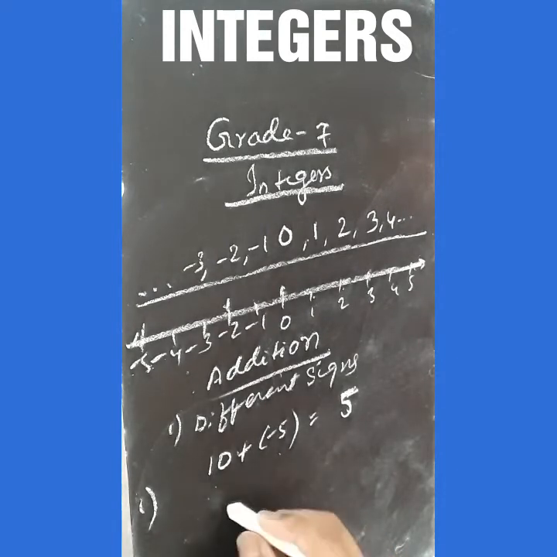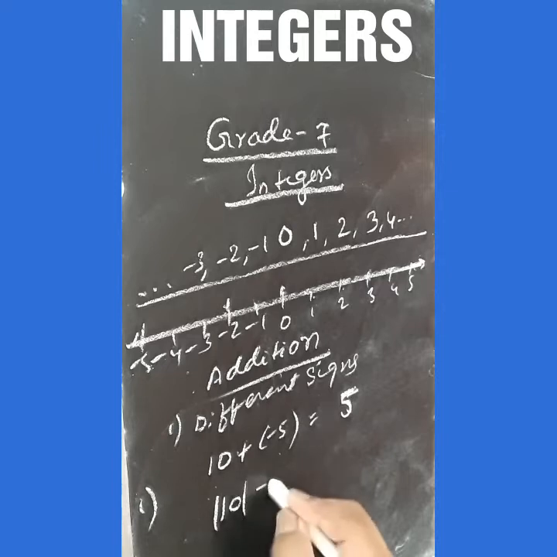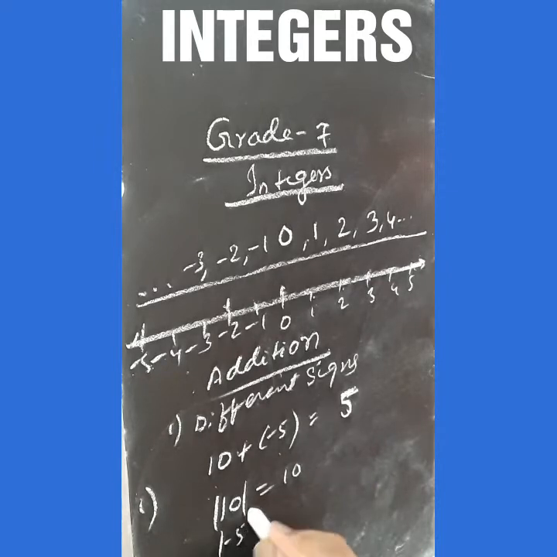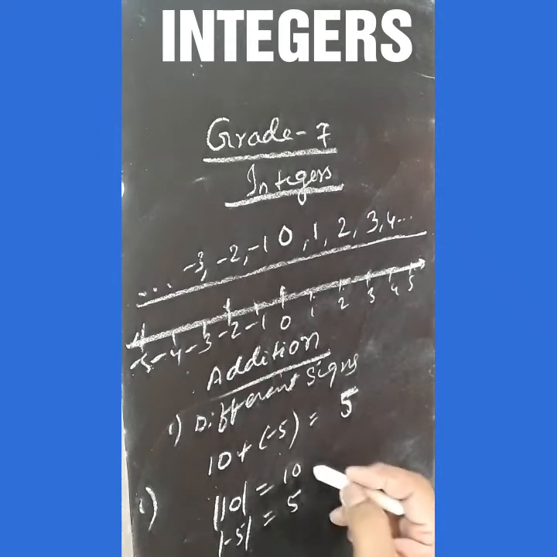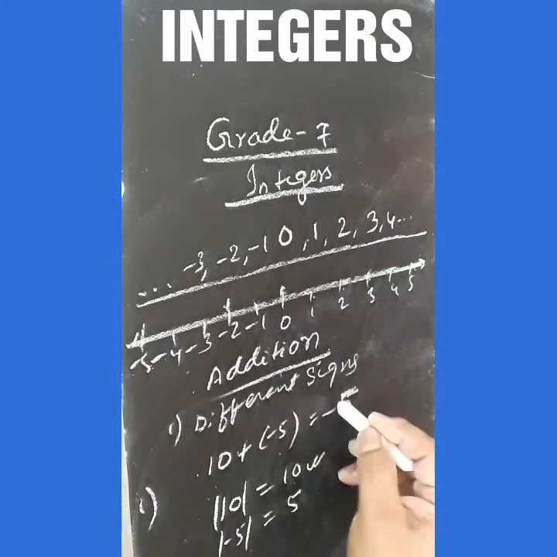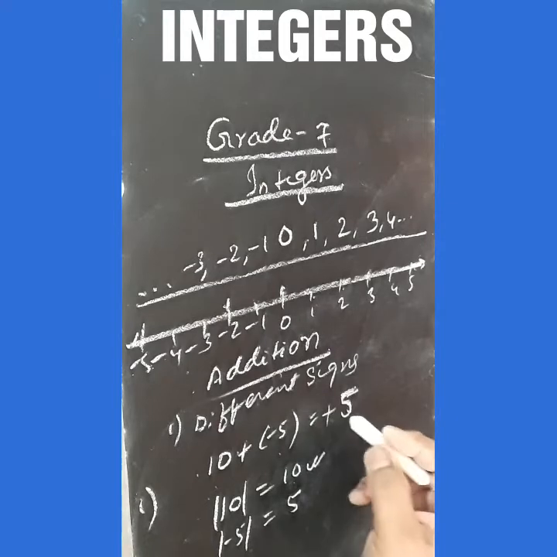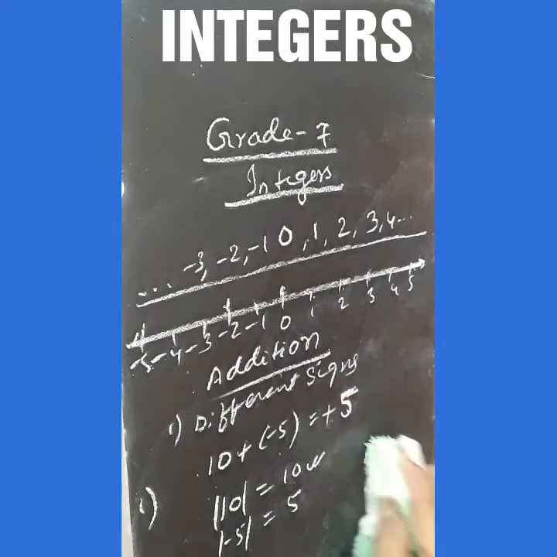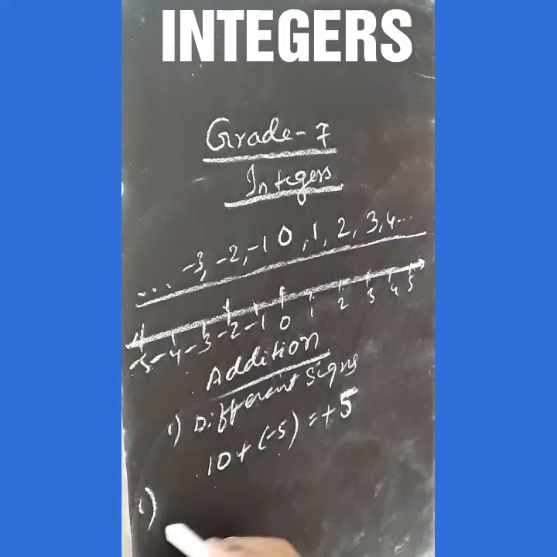What is the meaning of this? The absolute value of 10 is 10 here. The absolute value of -5 is 5 here. This is greater. Then what is the sign of this here? 10 is plus. So it will be plus. We may write the plus sign here or not. We may not write the plus sign also.